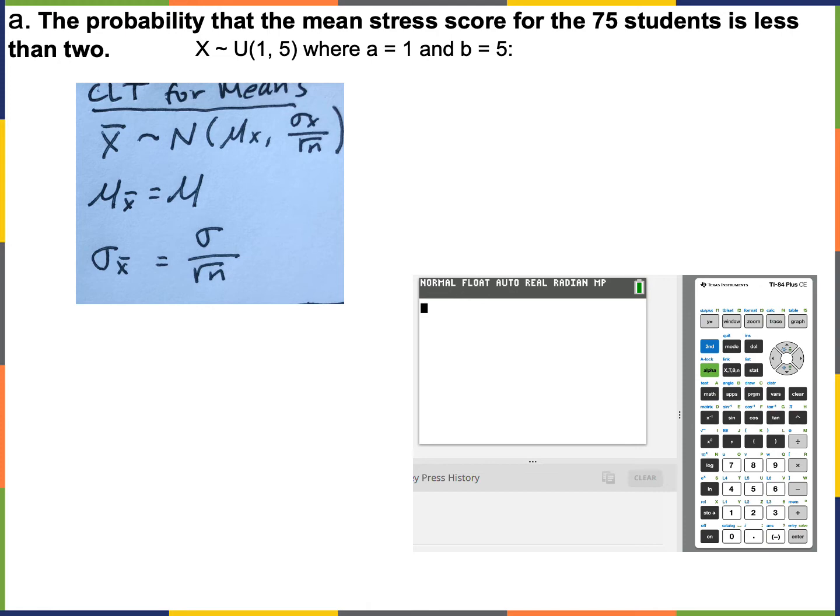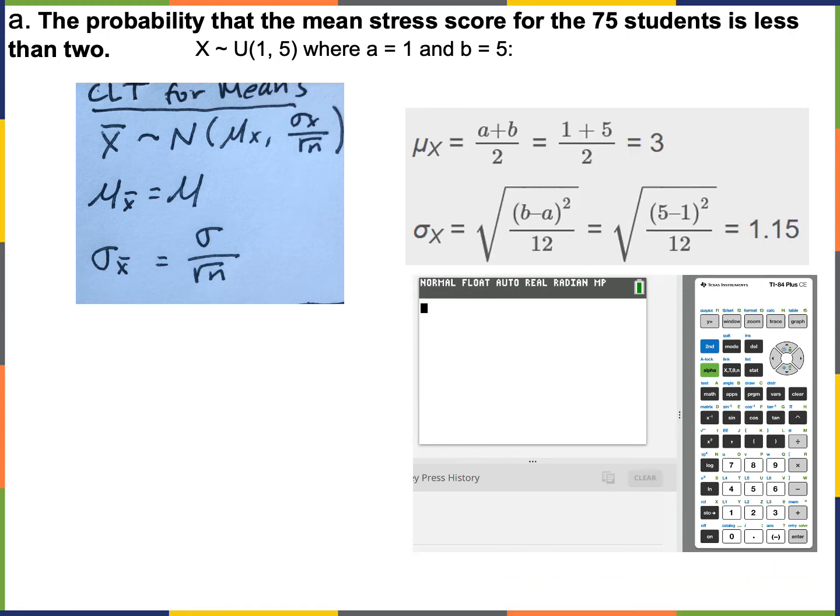The problem asks for the mean stress score, so the sample means, X bar, are normally distributed, where the mean for the sample is the same as the mean of the original. And the standard deviation for the sample means is the original standard deviation divided by the square root of n. So that's this right here, and we need to use that.